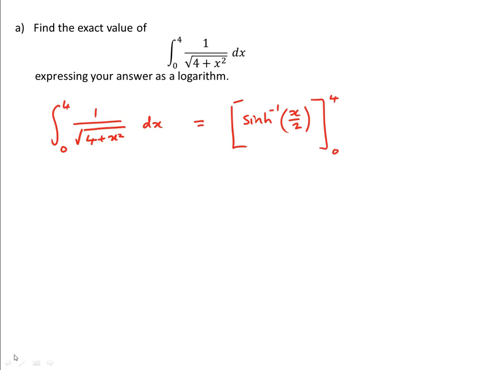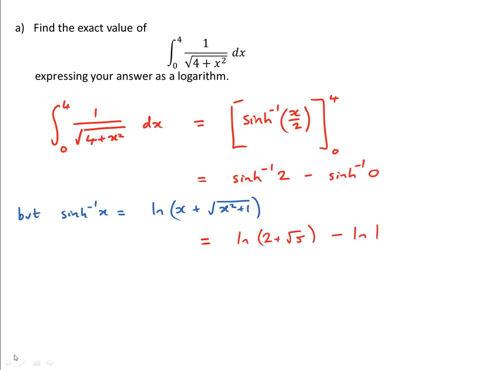Put the limits in. That means I've got sine to the minus 1 of 2, take away sine to the minus 1 of 0. Sine to the minus 1 of 0 is 0. And we've also got the fact that sine to the minus 1 of x is the natural logarithm of x plus root of x squared plus 1. So sine to the minus 1 of 2 is the natural logarithm of 2 plus root 5.